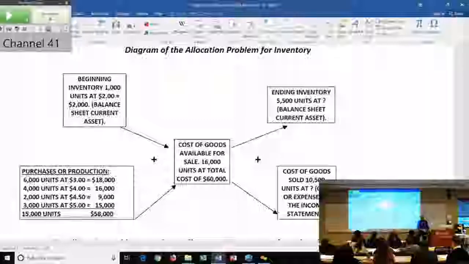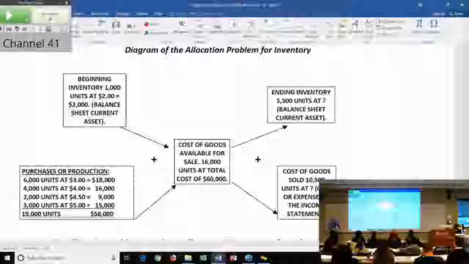So let's say we start the year with 1,000 units at $2, and then we have a series of purchases or production. So I've got inflation built in. I got 6,000 units at $3. I got 4,000 units at $4, 2,000 at $4.50, and 3,000 at $5. So now I've got another 15,000 units at $58, and the total available for sale is 16,000 units at $60,000.